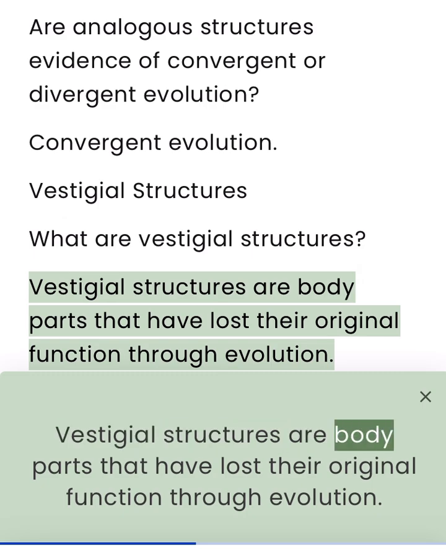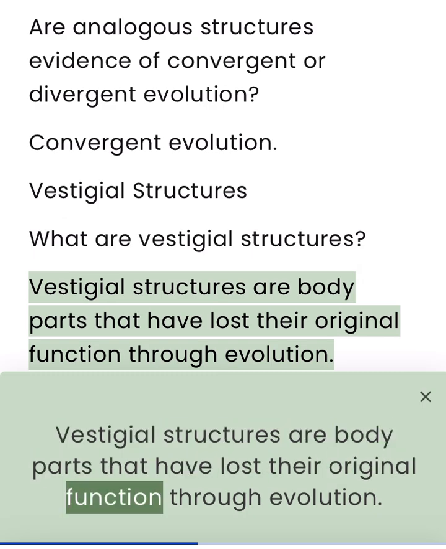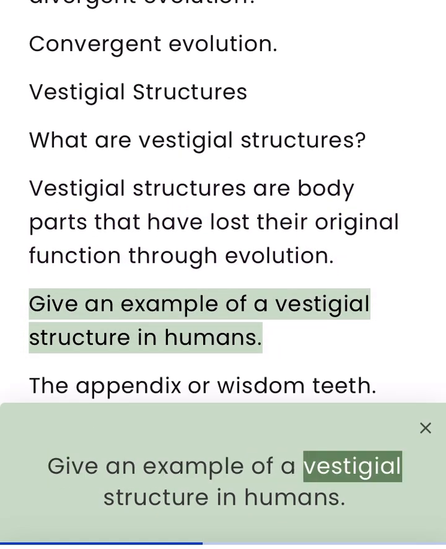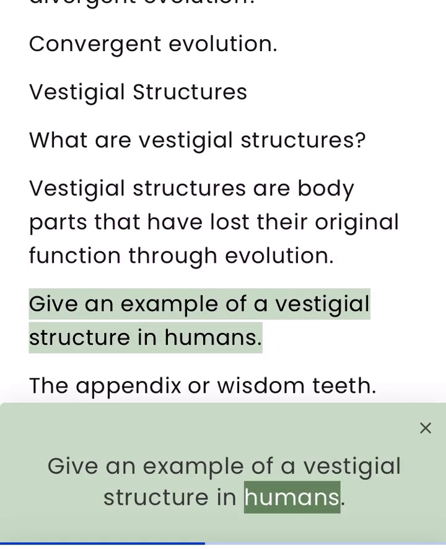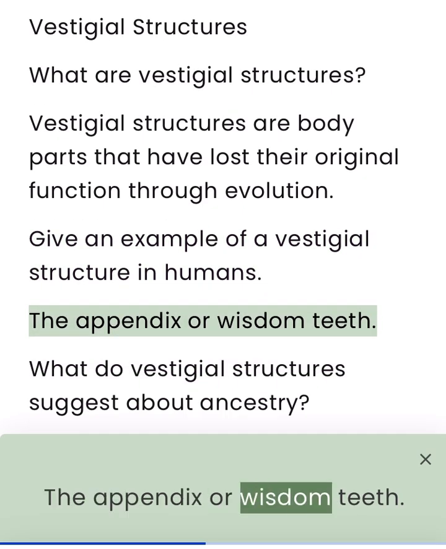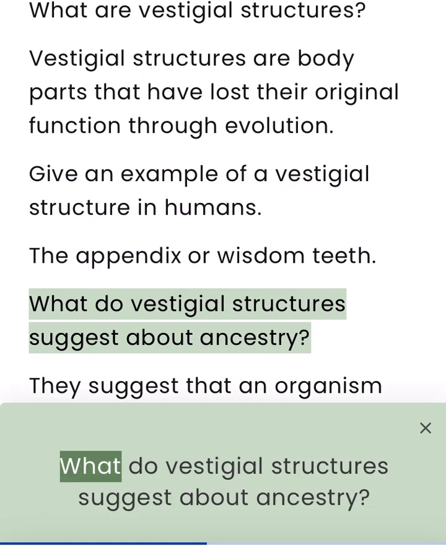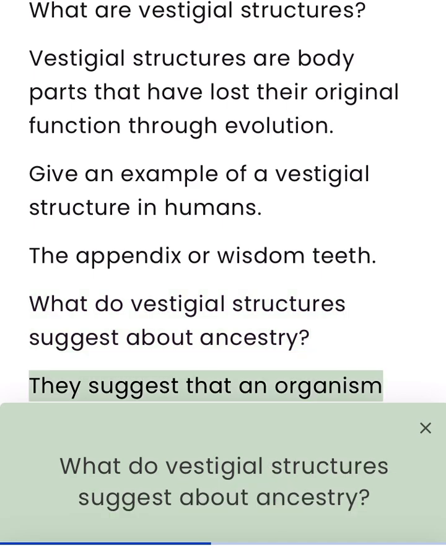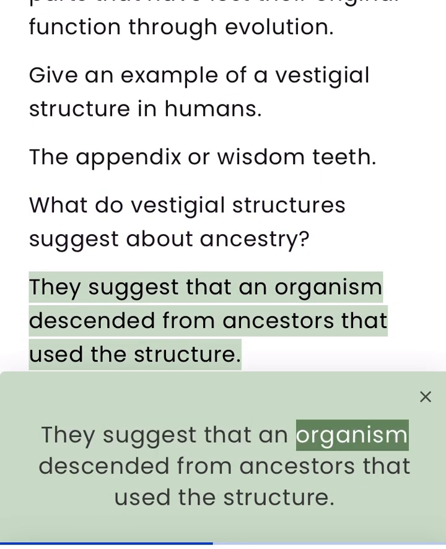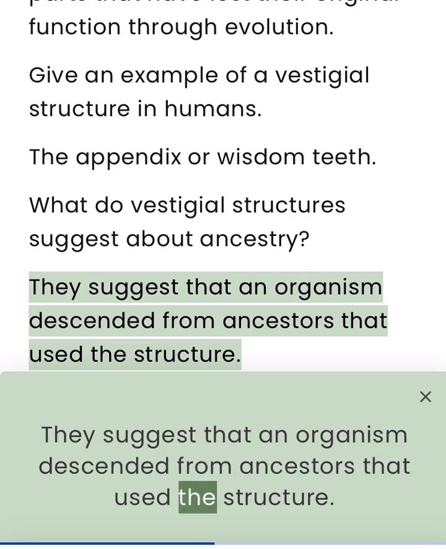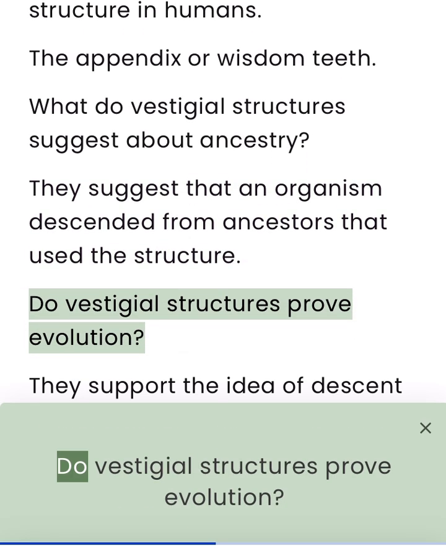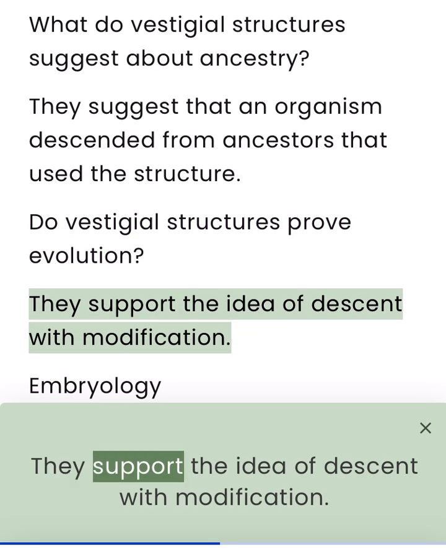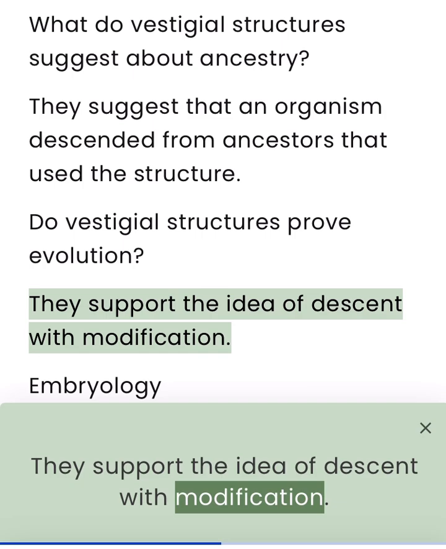Vestigial structures. What are vestigial structures? Vestigial structures are body parts that have lost their original function through evolution. Give an example of a vestigial structure in humans. The appendix or wisdom teeth. What do vestigial structures suggest about ancestry? They suggest that an organism descended from ancestors that used the structure. Do vestigial structures prove evolution? They support the idea of descent with modification.